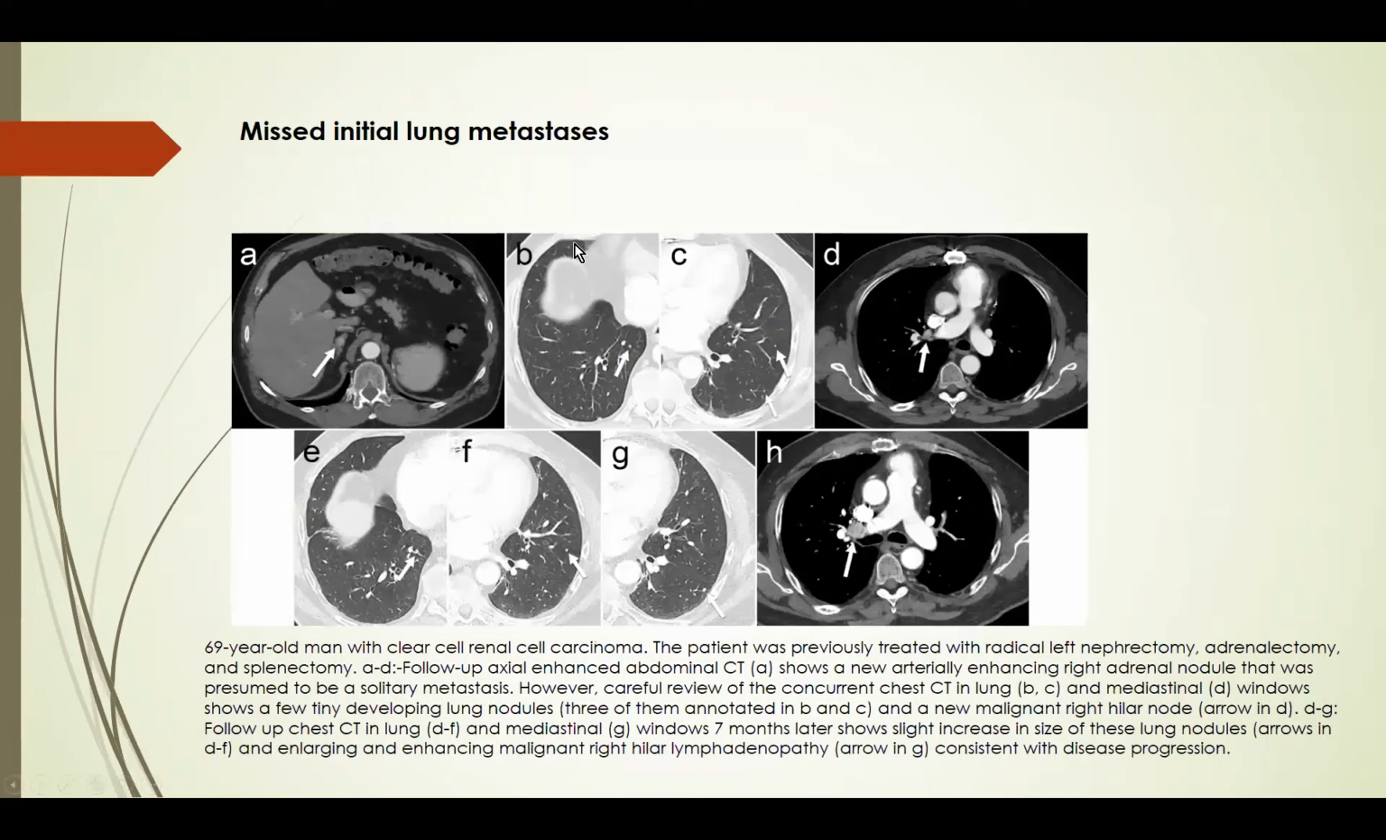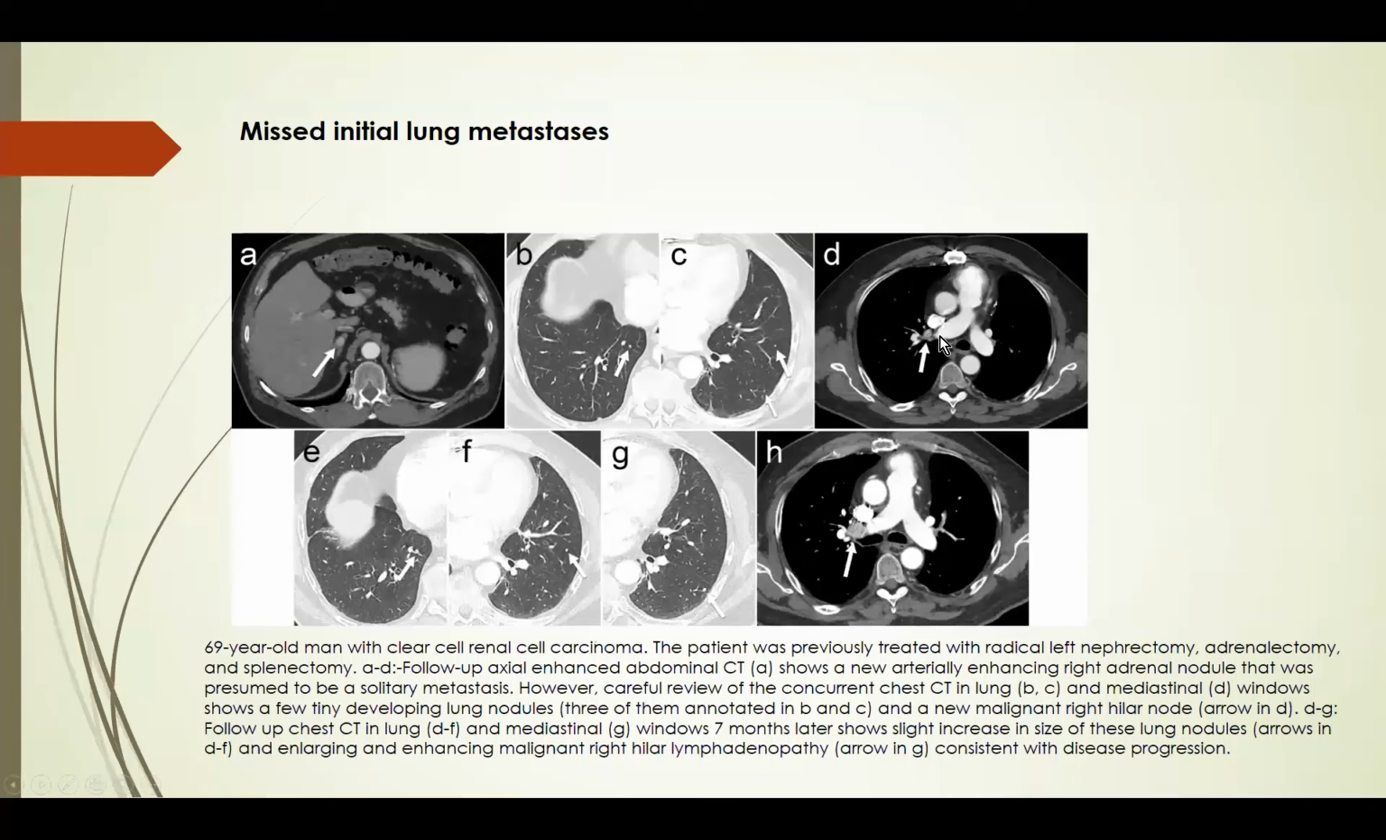This is another patient with missed lung metastasis. This is a patient with clear cell renal cell carcinoma. The patient had resection of the primary tumor: a radical left nephrectomy, adrenalectomy, and splenectomy. So he only has one adrenal gland. During the follow-up study, we noticed this right adrenal metastasis. These tiny lung nodules were not identified, and there was this very tiny right hilar node.